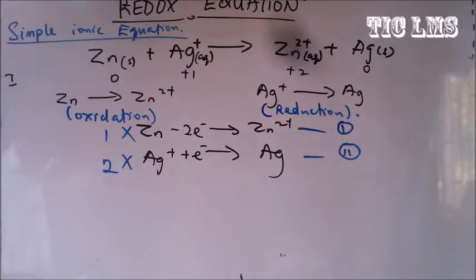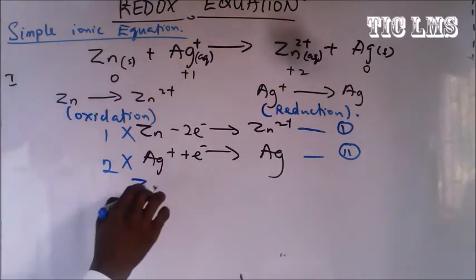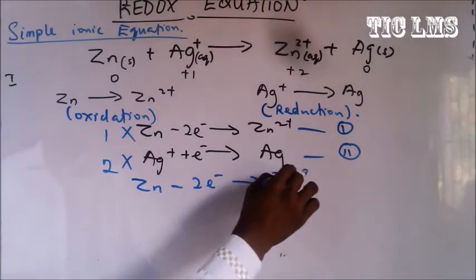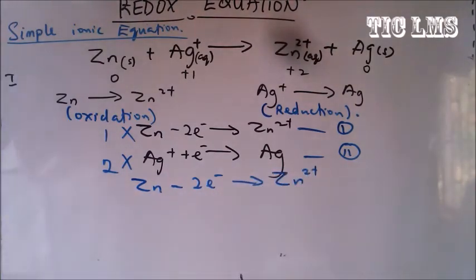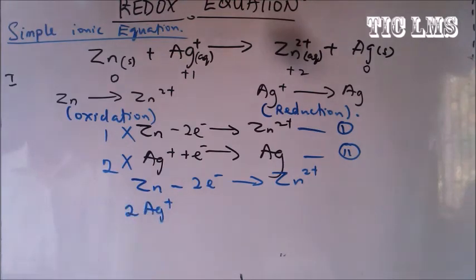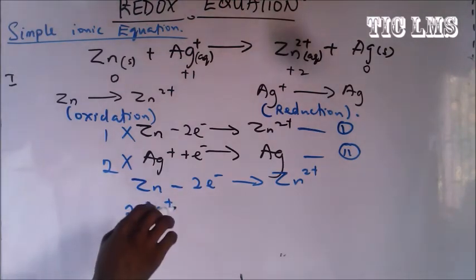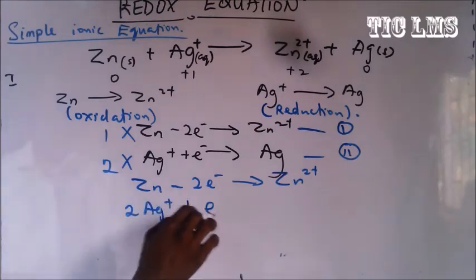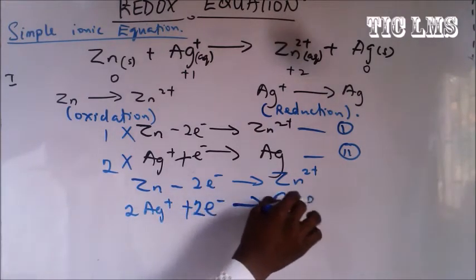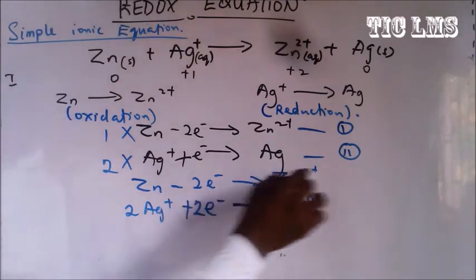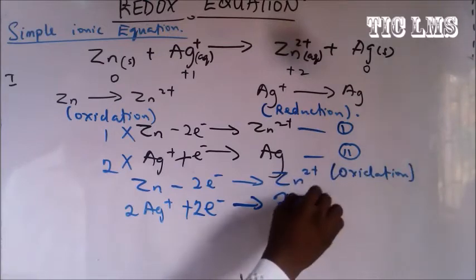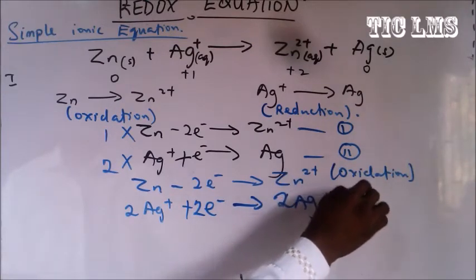and that would give Zn minus 2 electrons, and then zinc cation, and then we have 2 Ag+, that's 2 silver ions plus 2 electrons, and we have 2 Ag. Now don't forget that this is still our oxidation reaction, and here we have our reduction reaction.